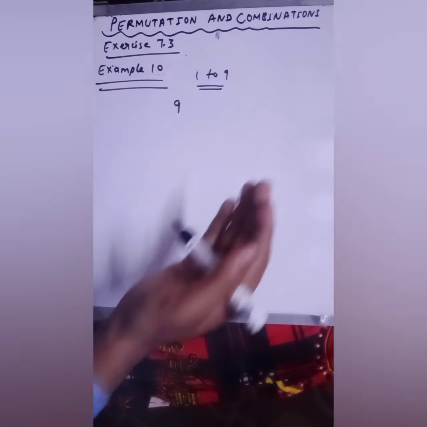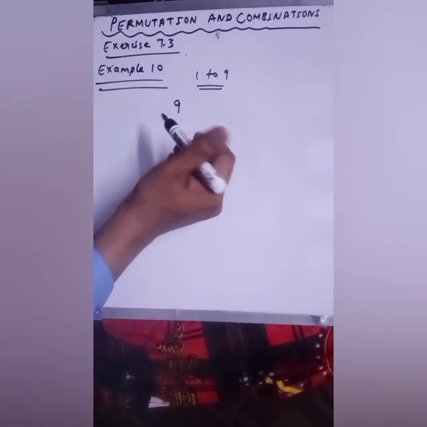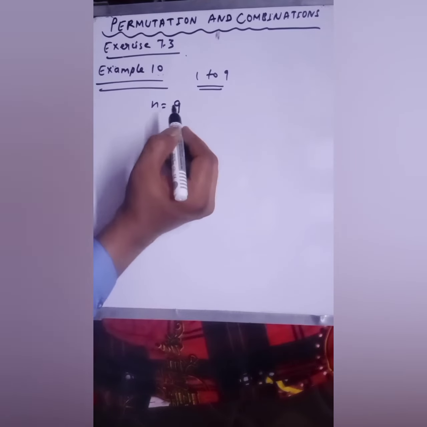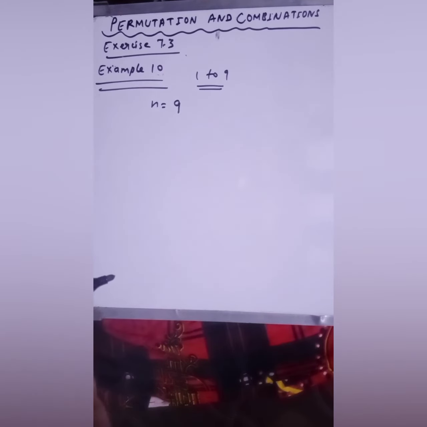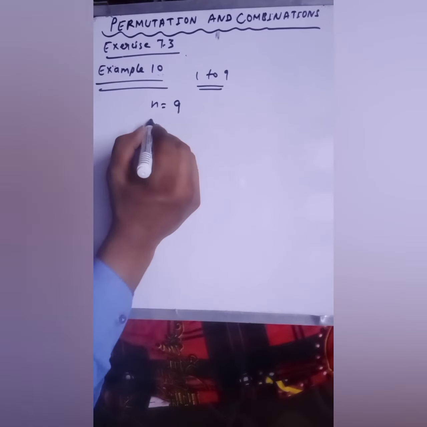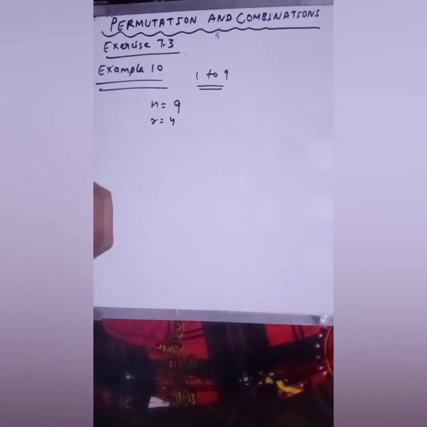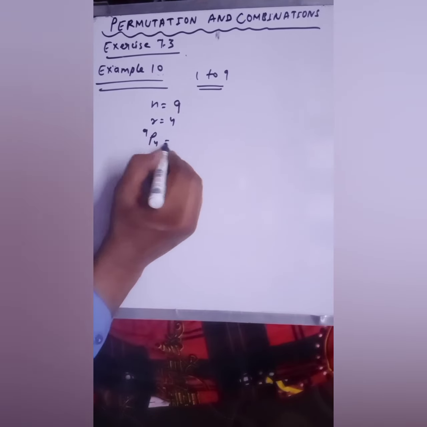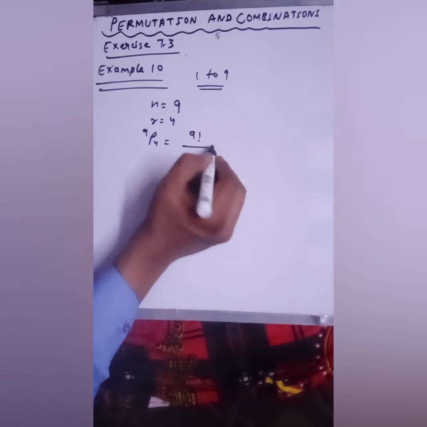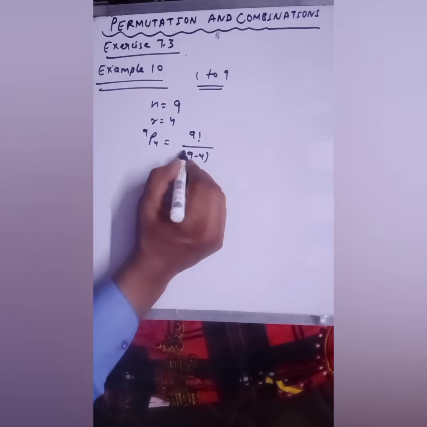You have an arrangement of the numbers. So total remains was 9, so your n is 9. And you have to form a 4 digit number by arrangement, so your r would be 4. So your formula is P(9,4), which is 9 factorial over (9 minus 4) factorial.